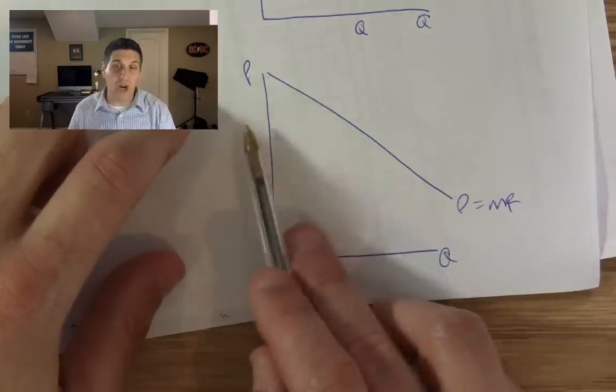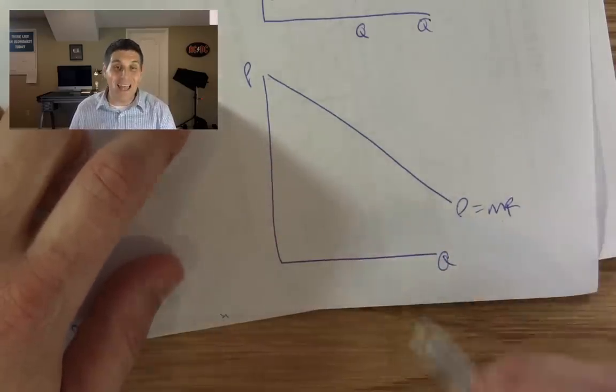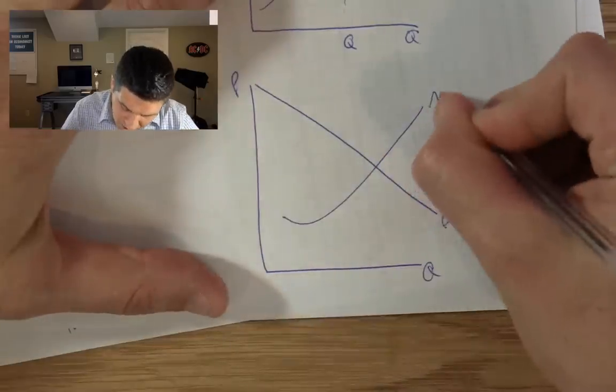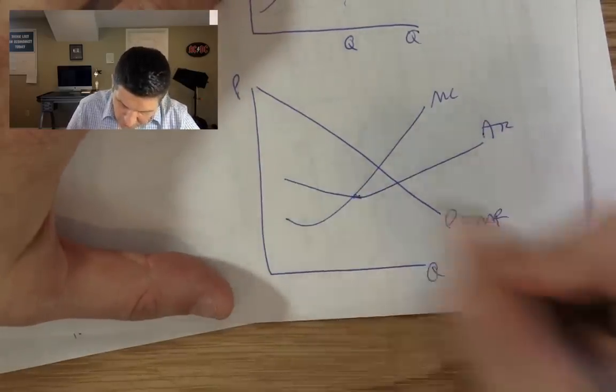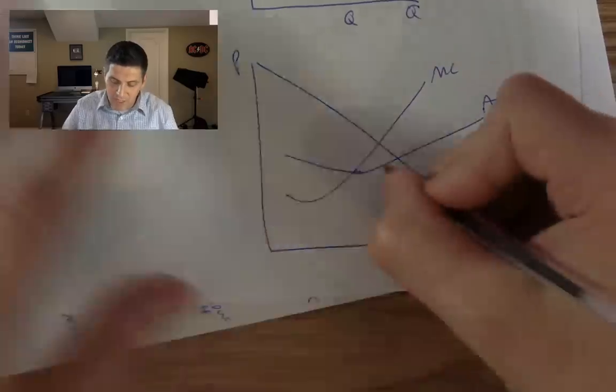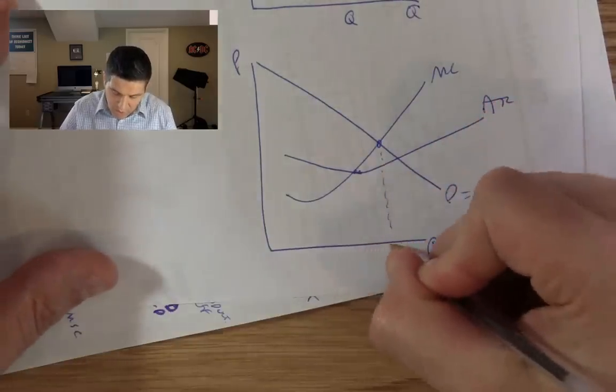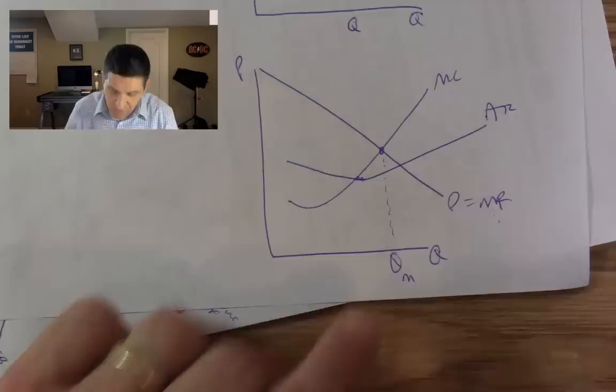Someone wants to pay $80, they charge them $80. So the marginal revenue is not less than the demand. If you added a marginal cost curve and an average total cost curve, you end up with, first of all, where do you produce? MR equals MC, which is here. That's the quantity for the monopoly.